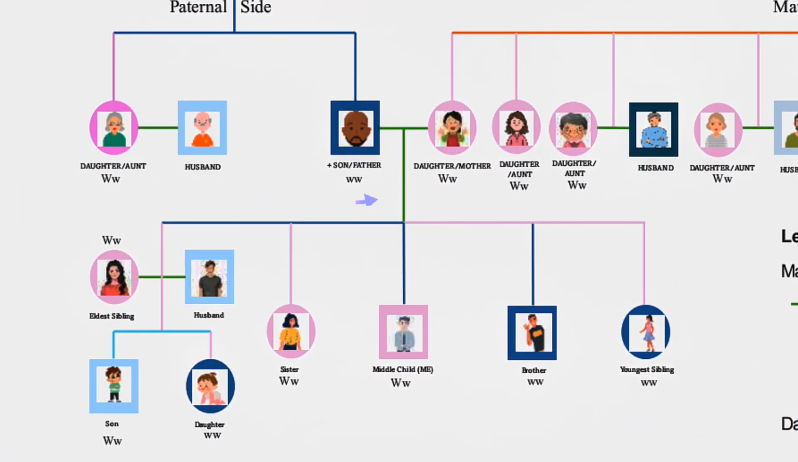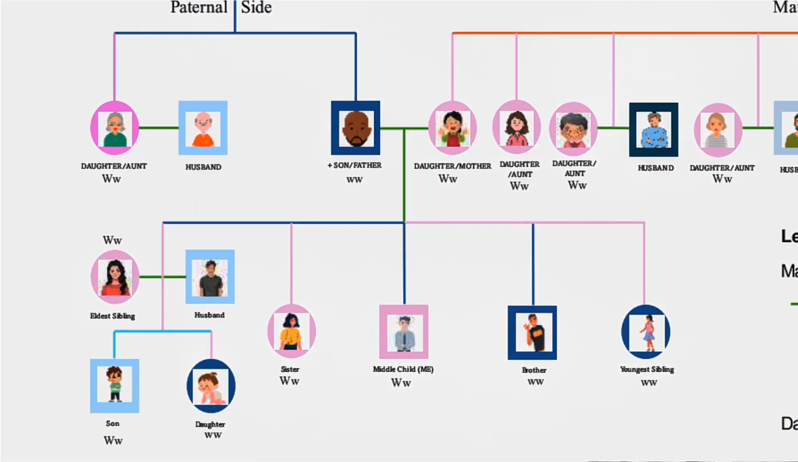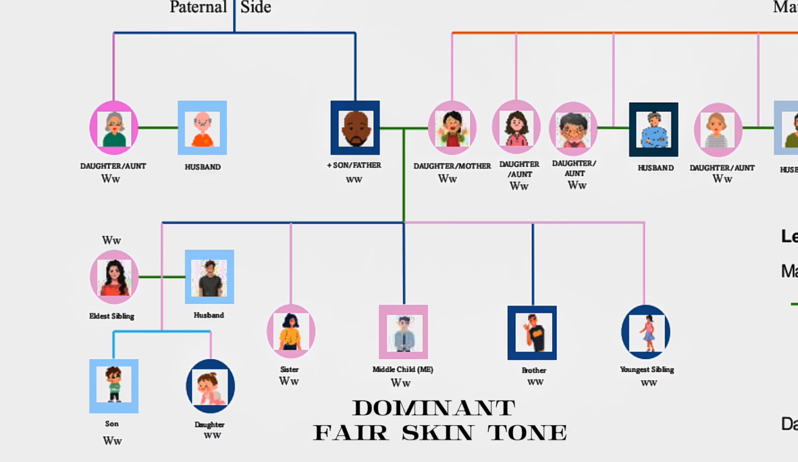My father has the genotype small letter ww, meaning he has a dark skin tone. However, my mother, on the other hand, has the Ww genotype, which shows a fair skin tone but carrying a recessive allele for dark skin.